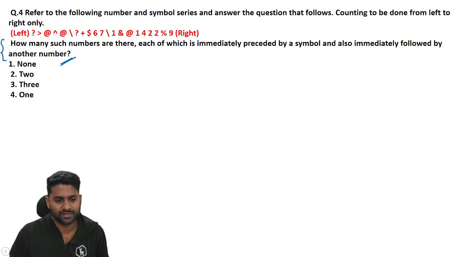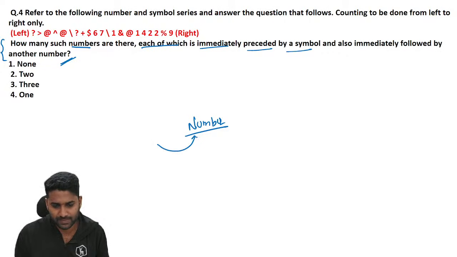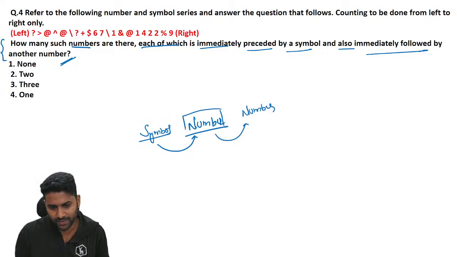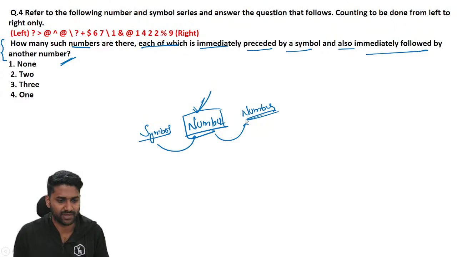To see this information, how many such numbers? We need numbers, each of which is immediately preceded by a symbol. See, the number is preceded by a symbol and also immediately followed by another number. Here in the question, we need how many numbers? You can place any digit, no issue. But before the number we need a symbol, and after the number we need another number. So how many such pairs are available?